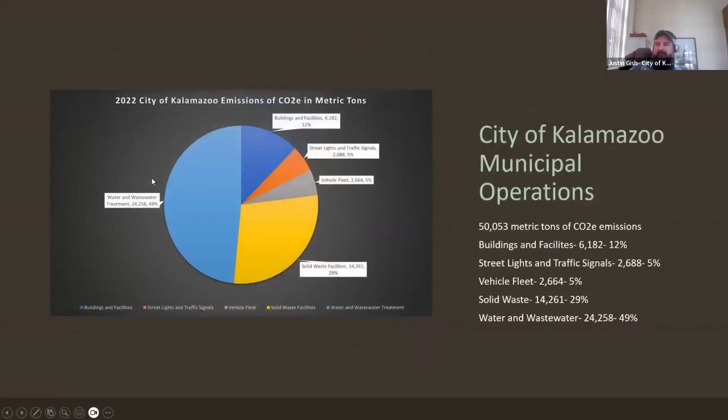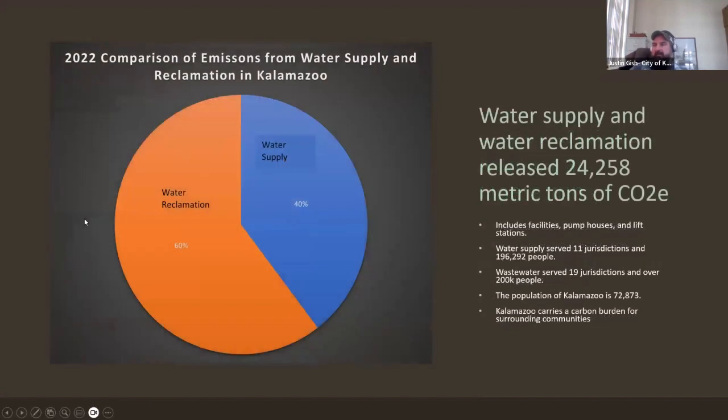How it breaks down, about 59% of emissions are related to water, whether that is bringing you water or taking water away from you. This number or this percentage could be bigger if we included biosolids, but biosolids are included in solid waste, which is 29%. Vehicle fleet for the city is 5%. Streetlights and traffic signals is 5% as well. And then buildings and facilities, that's the energy we use, the gas and the electric, about 12%.